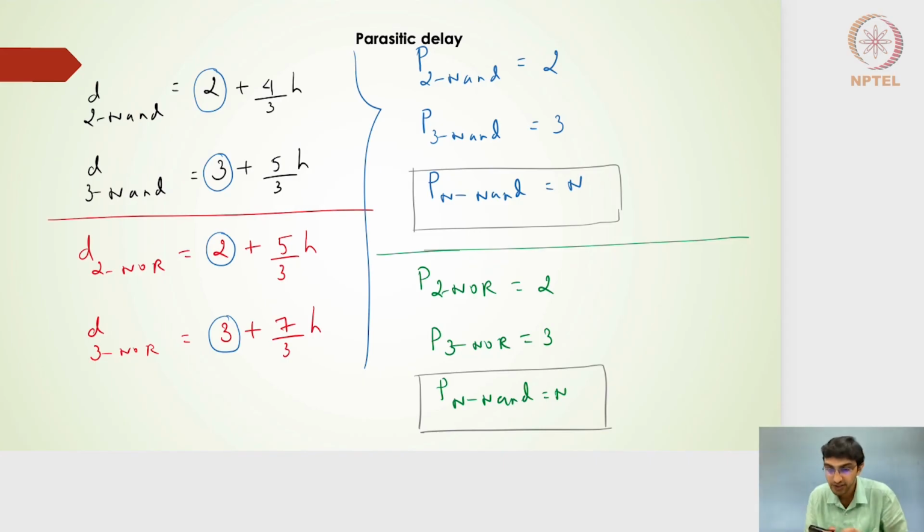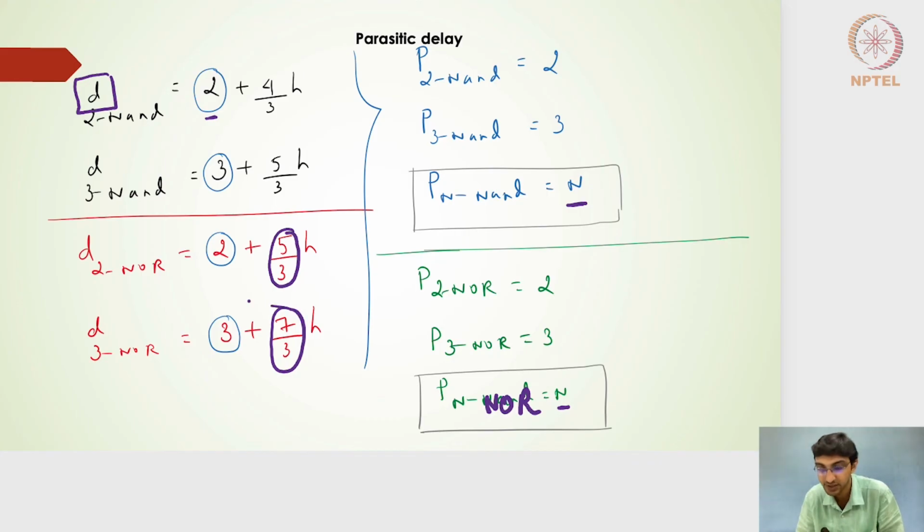Okay, so this is what I have summarized. For the n-input NAND gate, and then for the n-input, okay, this should be NOR. So for an n-input NOR gate, it is n, right? The overall delay is nothing but the parasitic delay plus G times H. Again, it's a normalized delay. So for a 2-input NAND gate, it will be 2 plus 4/3 times H. For a 3-input NAND gate, it will be 3 plus 5/3 times H. For a 2-input NOR gate, it will be 2 plus 5/3 times H. The logical effort of a NOR is 5/3. And for a 3-input NOR gate, it is 7/3 times H.